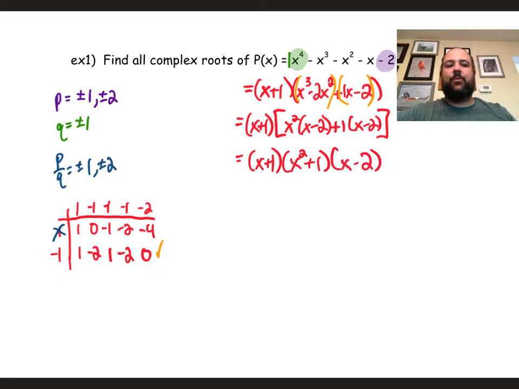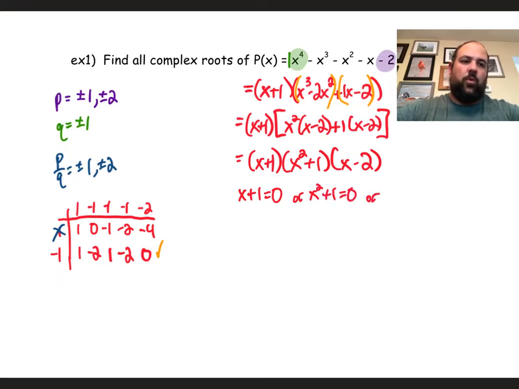And here's where the complex root comes in, because I'm going to set each of these equal to 0. x plus 1 equals 0, or x squared plus 1 equals 0, or x minus 2 equals 0. So the first one, x plus 1 equals 0, means x equals negative 1. That's straightforward. The last term, x minus 2, means x equals 2.